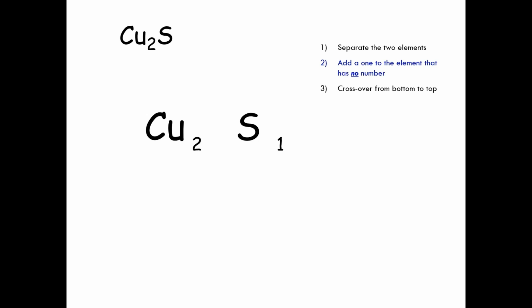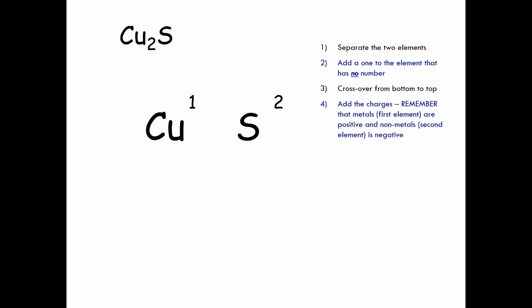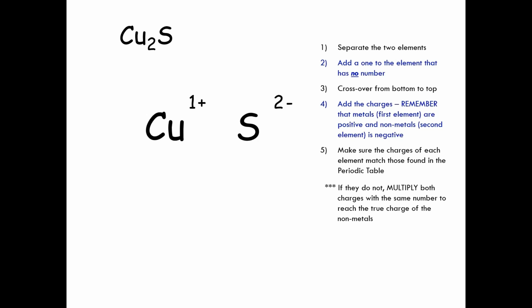Cross the values up from bottom to top. Add the charges. So of course the metal will be positive and the non-metal will be negative. Rule number 5: make sure the charges of each element match those found in the periodic table. If they do not, multiply both charges with the same number to reach the true charge of the non-metal.